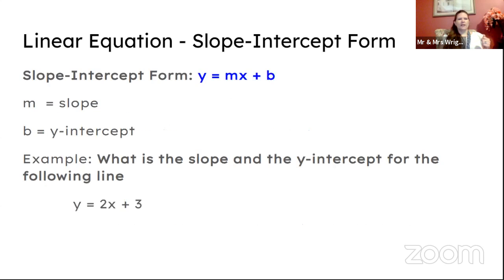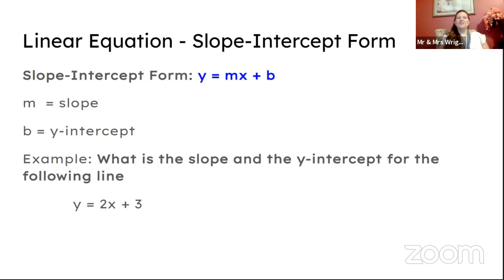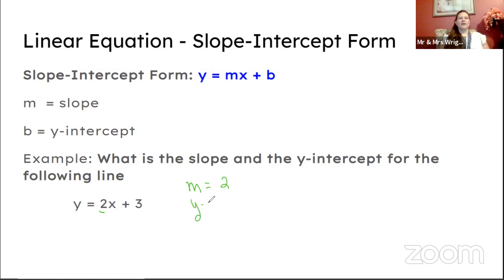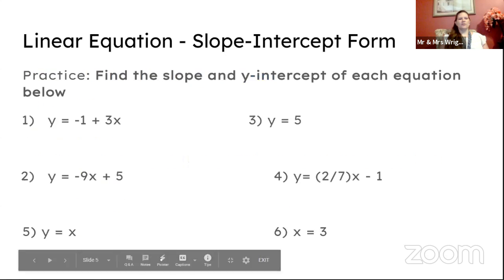Here we have an example, y equals 2x plus 3. That's the same one I was talking about. I want to know what the slope is and what the y-intercept is. Well, the slope in this case is 2, m equals 2. The y-intercept is (0, 3). We have the answers written here as well for you so you can see those.